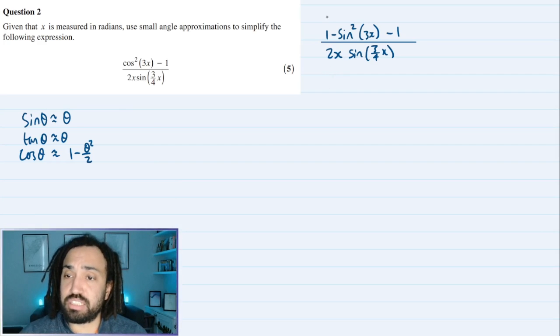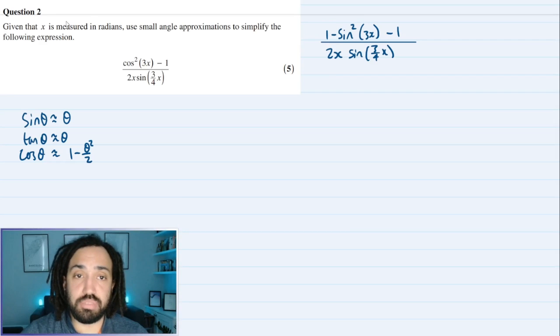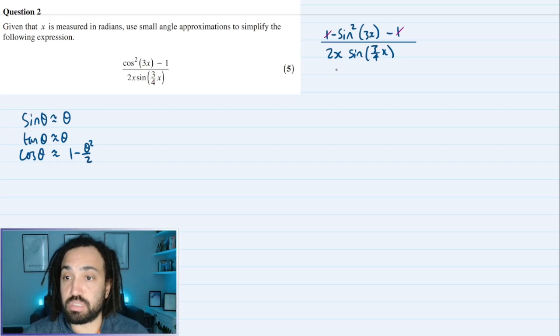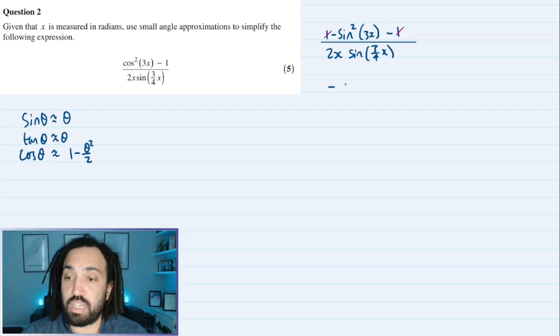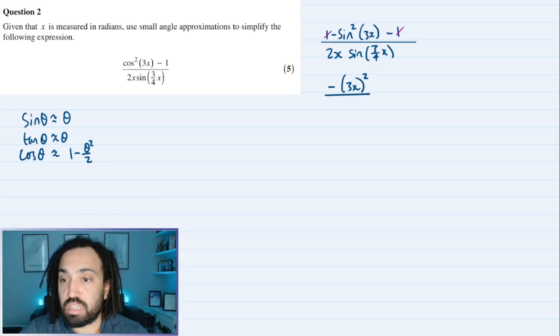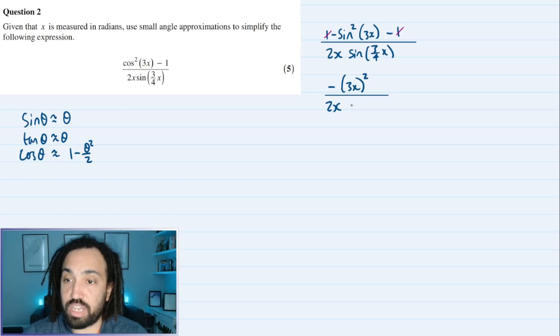Okay, so how does this simplify? Well, this also knocks out the 1's on top, which is nice and helpful. So we just have here negative sine, which is just theta, but in this case it's 3x, and then squared, so 3x squared, and then over 2x, and sine of 3 over 4x is just 3 over 4x.